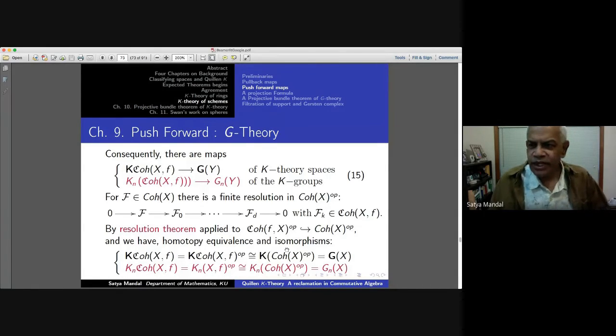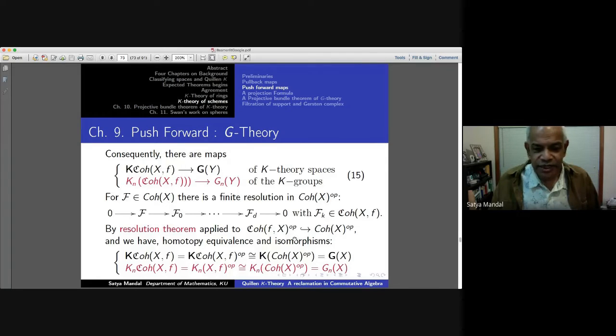And then what happens is that, like last time, given an F, I have a resolution in the opposite direction. In projective modules, we always have a resolution from the left. Here it's from the right. Okay, so Fk coming from the subcategory you define.